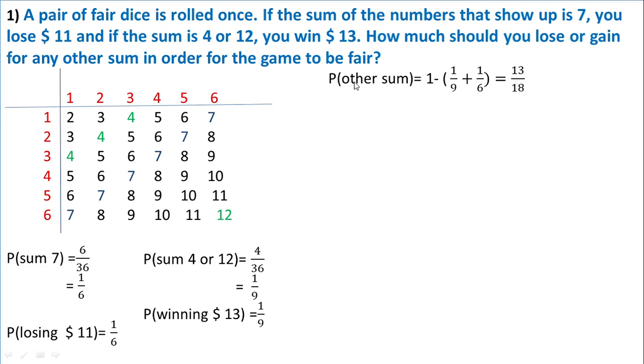Probability of other sums. Because they're asking how much should you lose or gain for any other sums in order for the game to be fair. Now the probability of other sums, the total probability is 1. They have talked about the sum of 7, sum of 4 or 12. So if we get 1 minus these sums we have, that is 1 over 9 plus 1 over 6. Then 1 minus this, we have 13 out of 18.